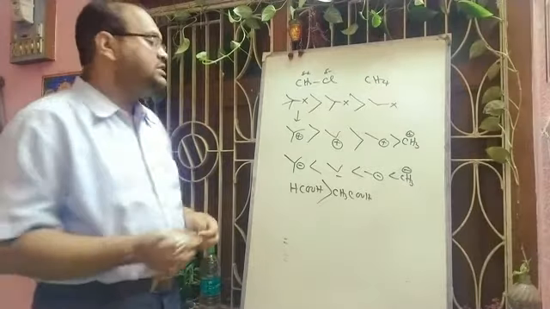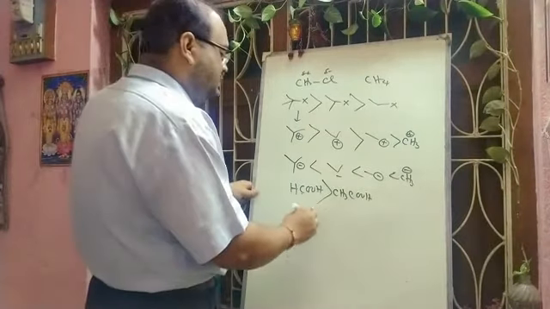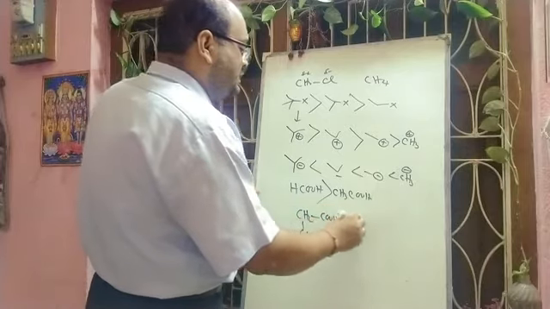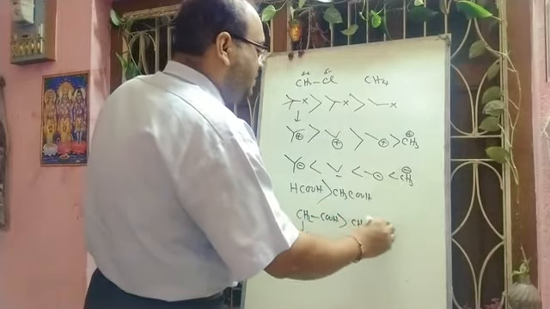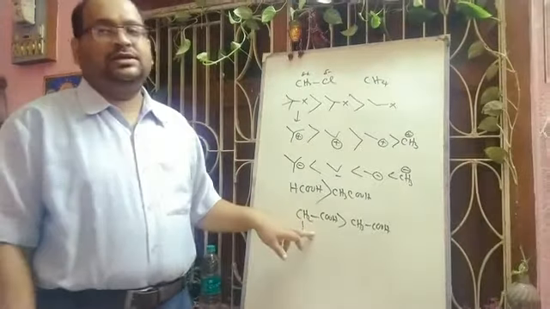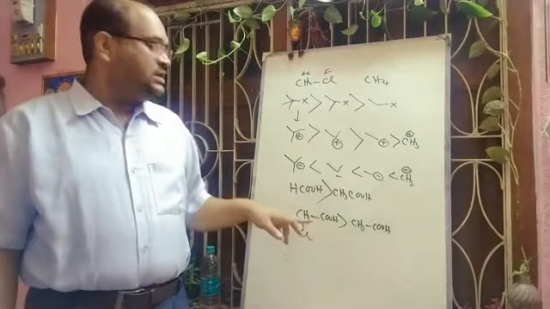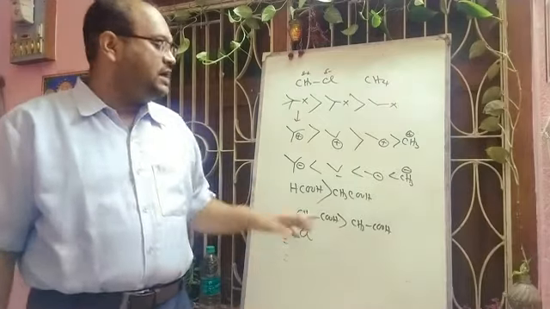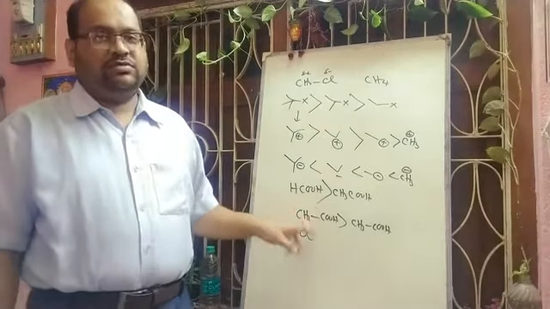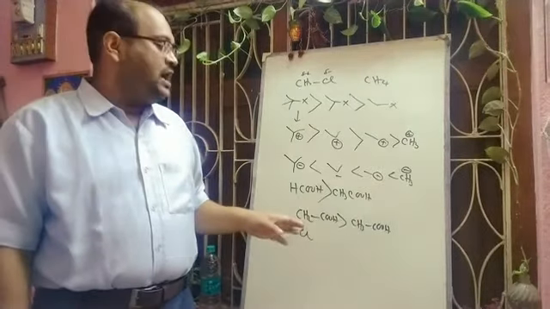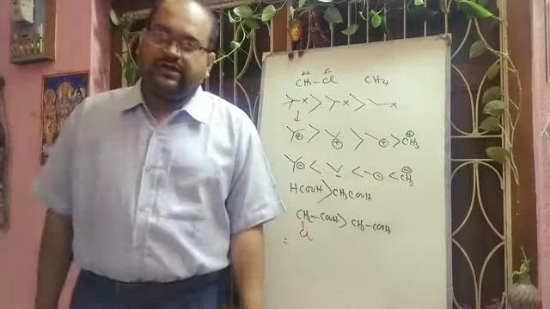But if we introduce an electronegative group like chlorine, alpha chloroacetic acid and acetic acid, in this case what will happen? Alpha chloroacetic acid is more acidic compared to this one. This alpha chlorine will attract the bonding pair of electrons towards itself.